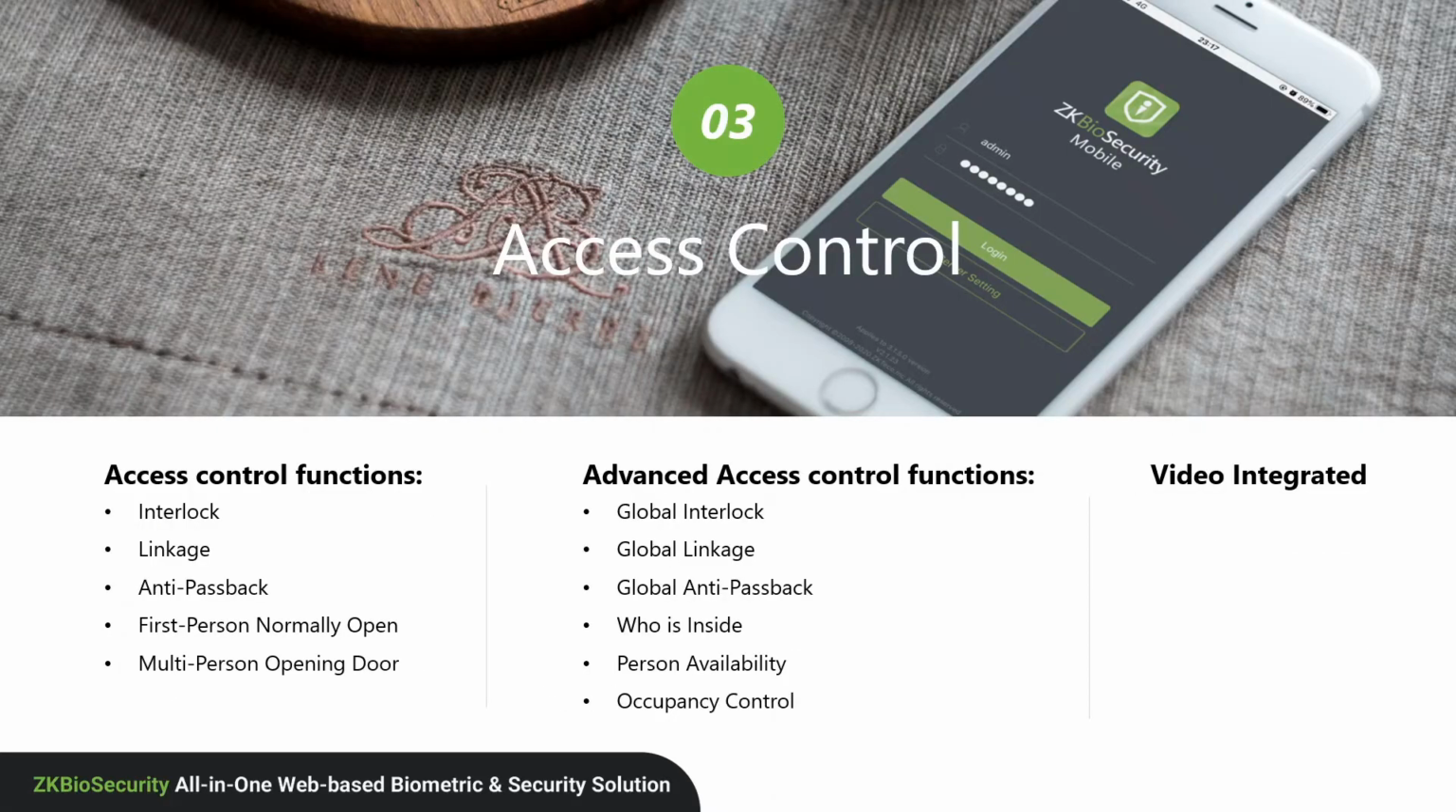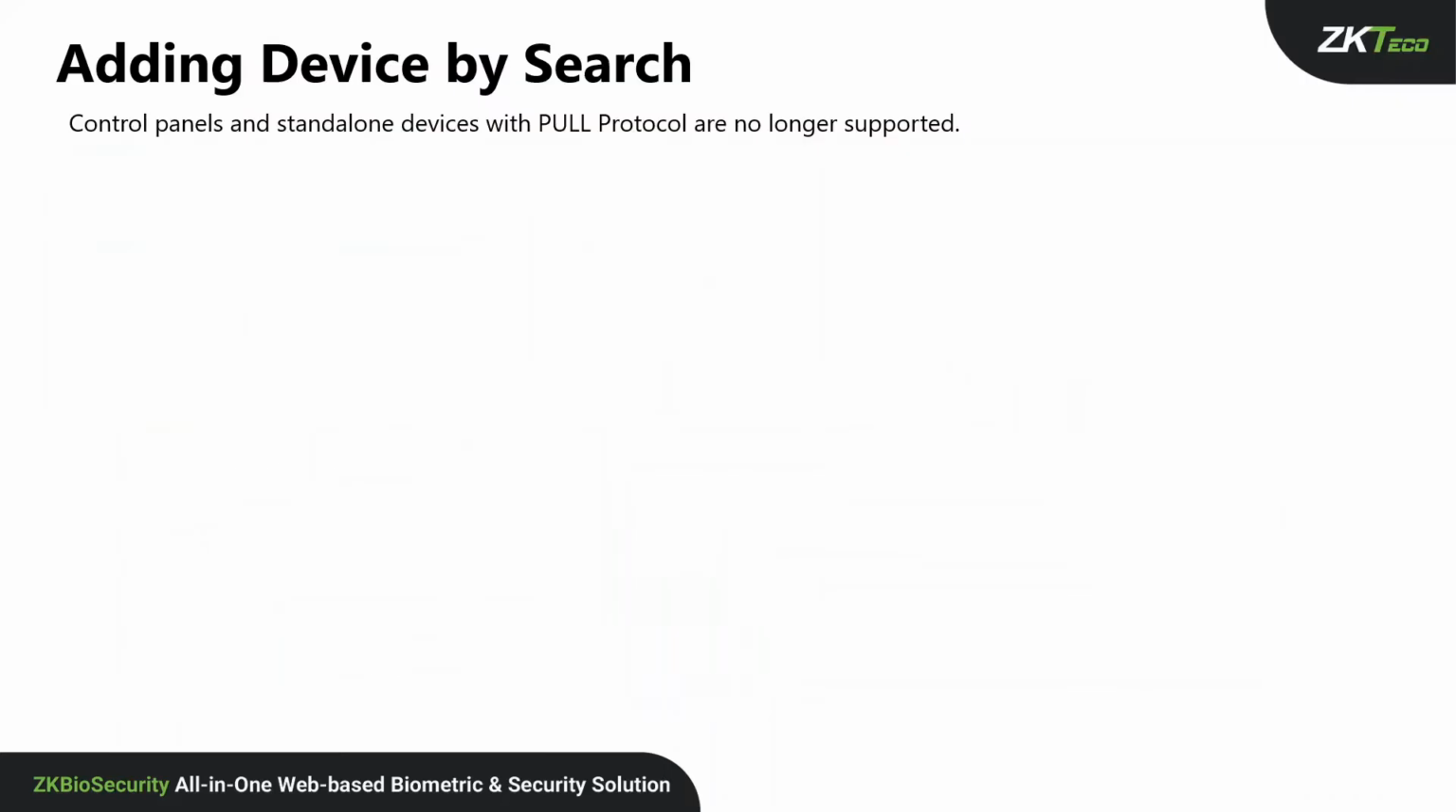Okay, second thing, for the access control. For the access control, we have interlock, linkage, anti-passback, first person normally open, multi-person opening door. And then for the advanced access control function, we have global interlock, global linkage, global anti-passback, who is inside, person availability, and occupancy control. And we have also video integrated.